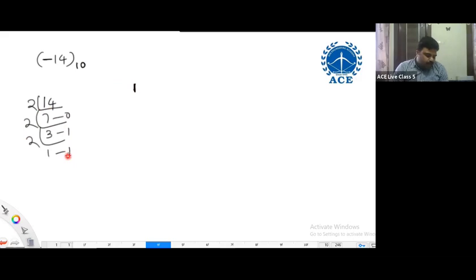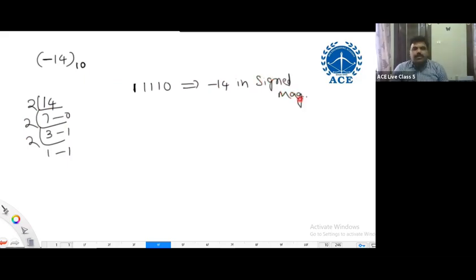Then what is it here? 1, 1, 1, 0 is the magnitude. So MSB is 1. Magnitude is what? 1, 1, 1, 0. What is this, sir? Minus 14 in signed magnitude. Any doubt in that? It is minus 14 in signed magnitude representation. Is that clear? Yes. Minus, and 1110 is the magnitude.